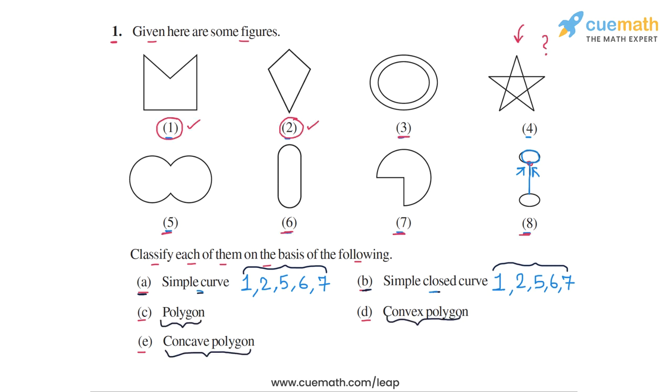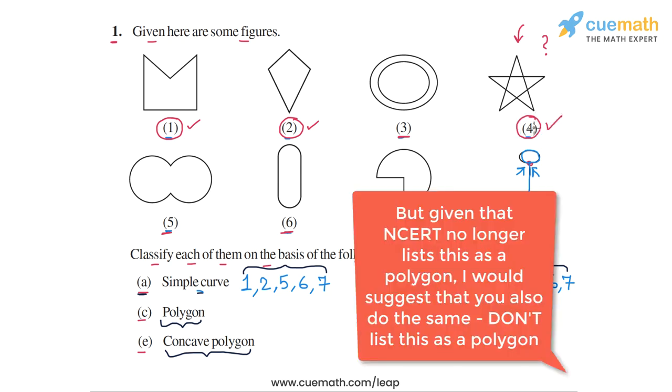So coming back to our question, this figure number 4 is a polygon, but it is not a simple polygon. So I'm going to go ahead and list this also as a polygon with the caveat that this is not a simple polygon. So anyway, we are going to list figure number 1, 2 and 4 as polygons. And again, keep in mind that figure number 4 is not a simple polygon because it crosses itself.